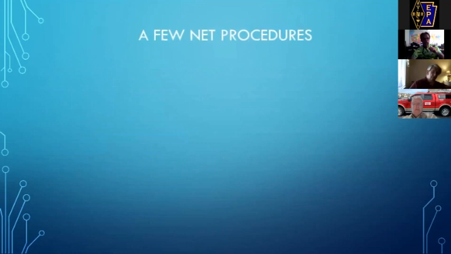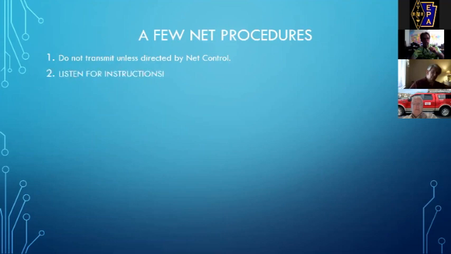Now, here's a few net procedures to keep in mind. Do not transmit unless directed by the net control. Sometimes it's tempting. You'll hear a station that's calling, but the net control's not recognizing them, or the net control's doing something where you think you can help. Don't transmit. Just let the net control find his own way. If a net control, he or she, needs help, they can ask you to help.